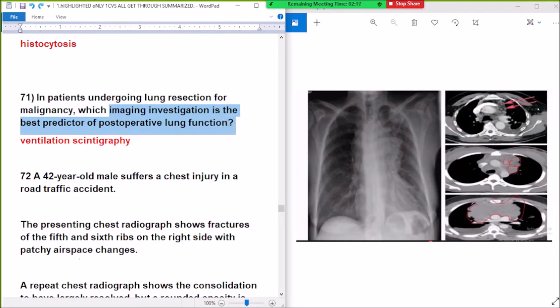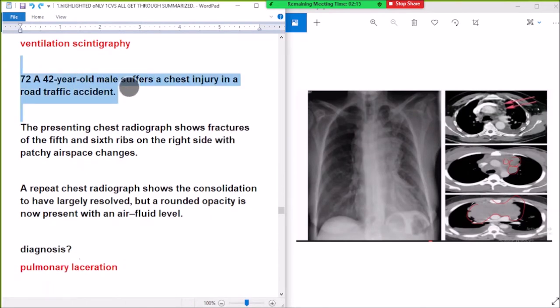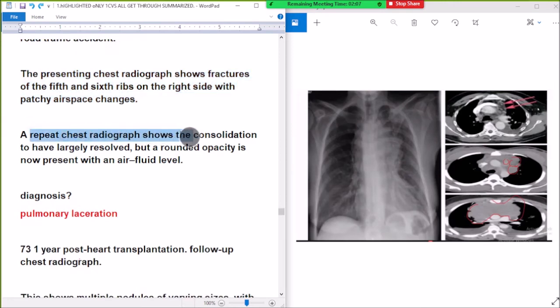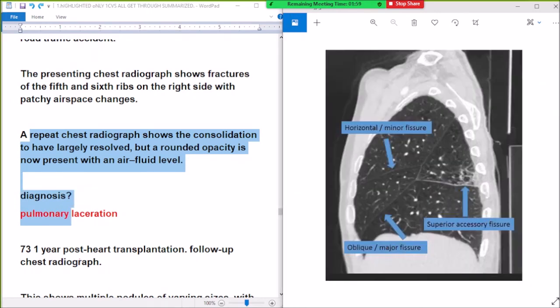72. A 42-year-old man suffers a chest injury in a traffic accident. The presenting chest radiograph shows fractures of the fifth and sixth ribs on the right side with patchy air space changes. A repeat chest radiograph shows the consolidation to have largely resolved, but a round opacity is now present with an air fluid level. That means pulmonary laceration.